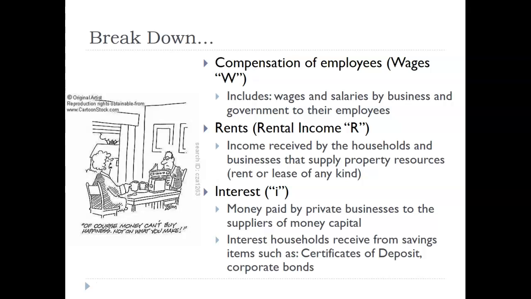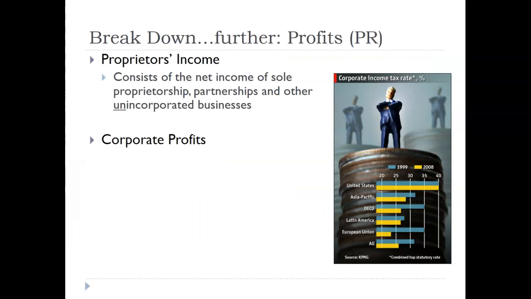So these ones are pretty straightforward. They're going to be, like you saw, just line items on a data table. So we're not going to do too much with this. Businesses, though, we are going to look at proprietor's income. That one's also a line item. It consists of the net income of sole proprietorships, partnerships and other unincorporated businesses. Again, just a pretty straightforward one.